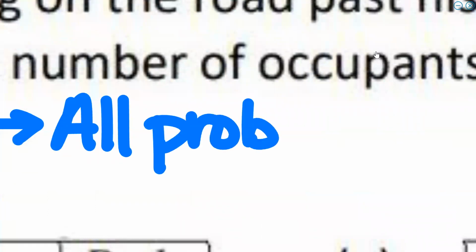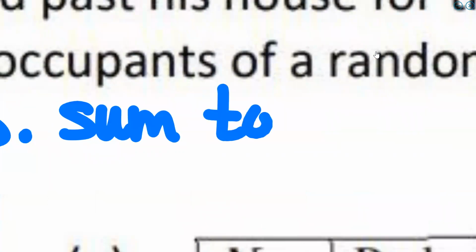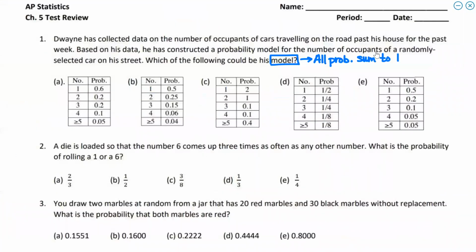So all probabilities sum to 1. Oh, goodness, sorry. Hopefully it won't do that thing again where it zooms in super close. So I want to look through these. Grab your calculator if you need to.